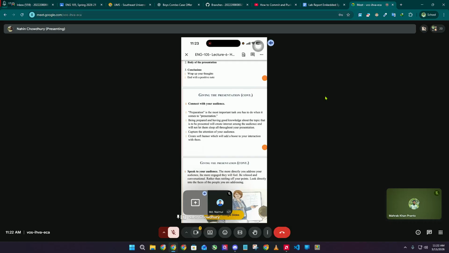Next one is give an engaging performance. That means move around, but make your movement deliberate. Do not nervously shift your feet. That means you should look natural. Don't just stand in one place. Make a little bit of movement.